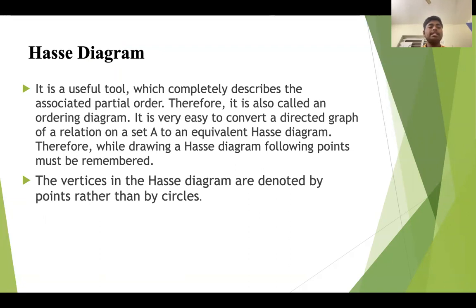A Hasse diagram is a useful tool which completely describes the associated partial order. Therefore, it is also called an ordering diagram. It is very easy to convert a directed graph of a relation on set A to an equivalent Hasse diagram. While drawing a Hasse diagram, the following points must be remembered. The vertices in the Hasse diagram are denoted by points rather than by circles.